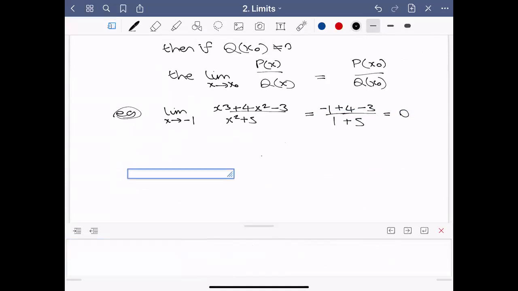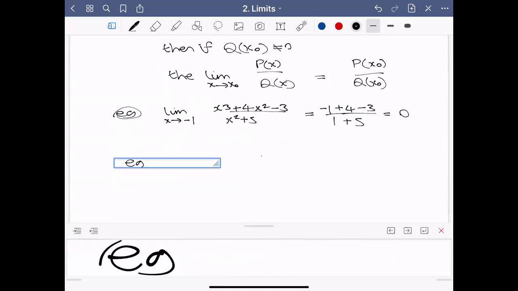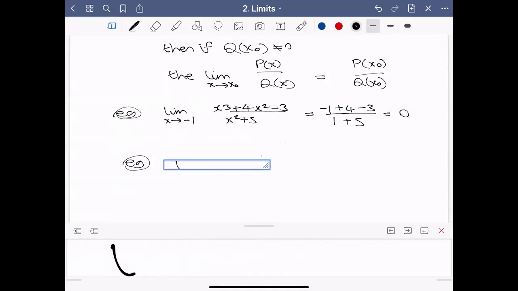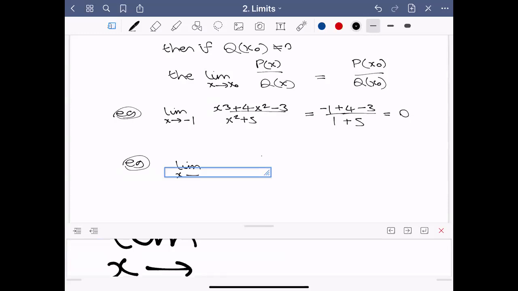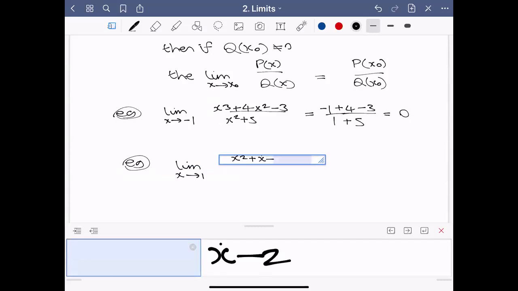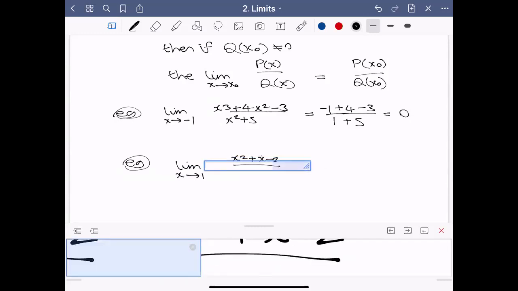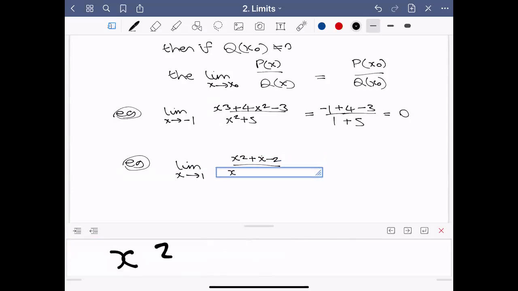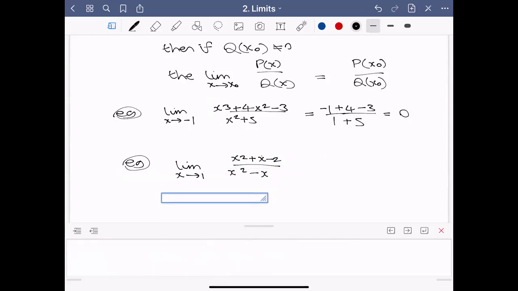Okay, so we can calculate limits for any rational function. But let's do an example where we can actually draw a graph and understand what's going on from the graph. So the limit as x goes to 1 of (x squared plus x) over (x squared minus x). Well, let's just try and factorize first.